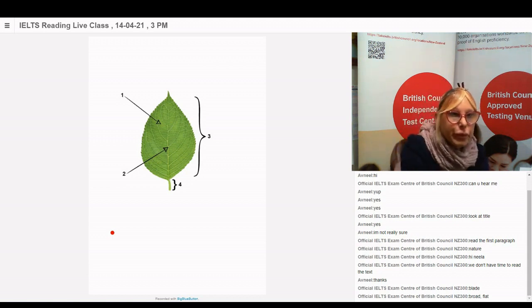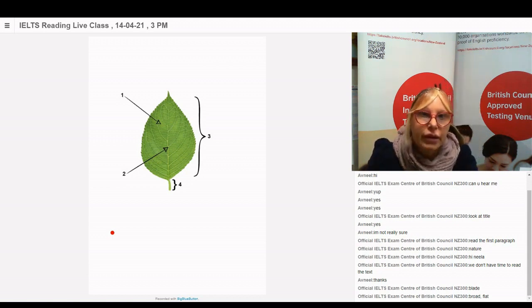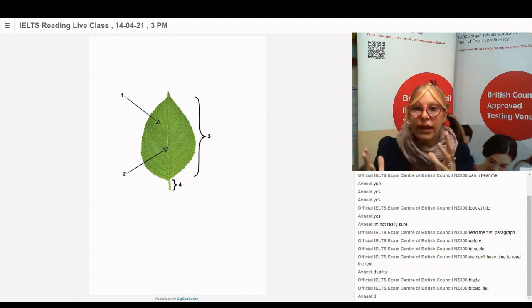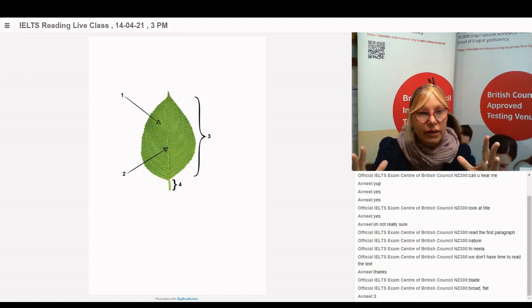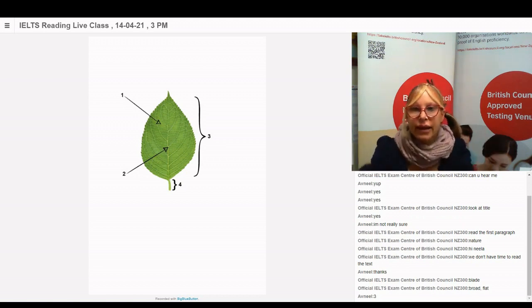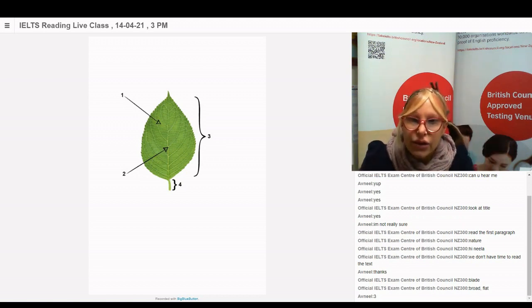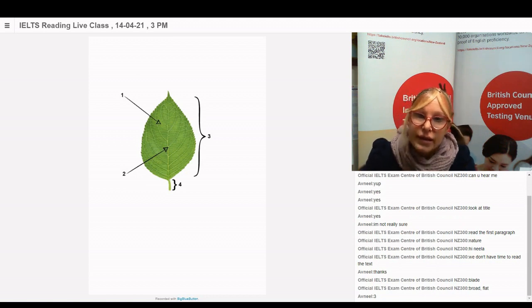3, then? That's it, right, number 3. Thank you, Avneil. Okay, so number 3 is referring to the whole leaf. The whole leaf is broad, meaning wide, and flat. And if we look at our other options, 1, 2, and 4, no, because number 4 is obviously just a part of the leaf that they're looking at there. Number 2 is just the line in the middle. And number 1 is something in the middle of the left part. So our answer is number 3.